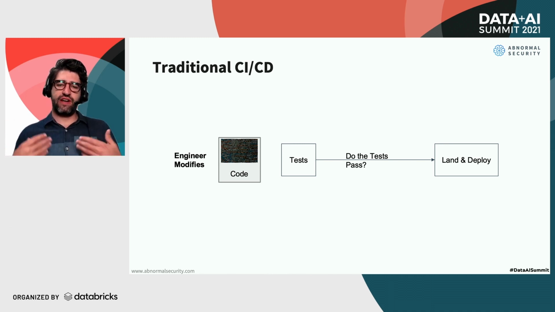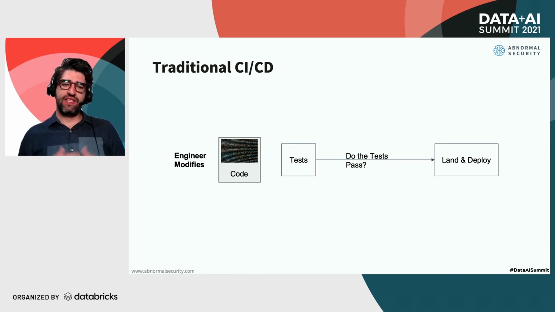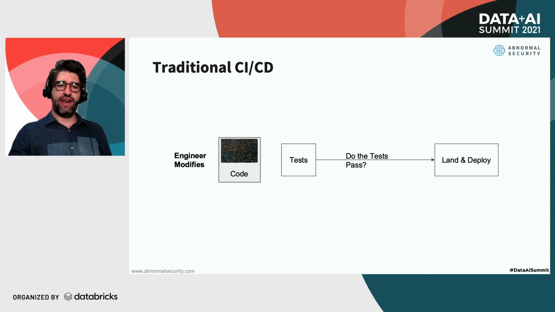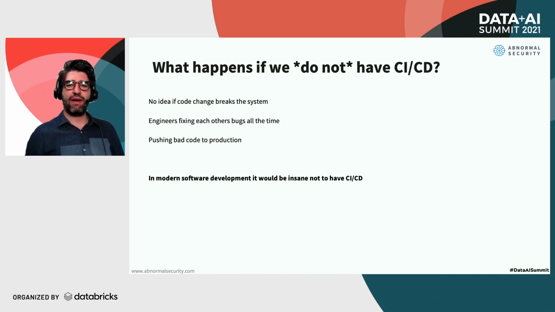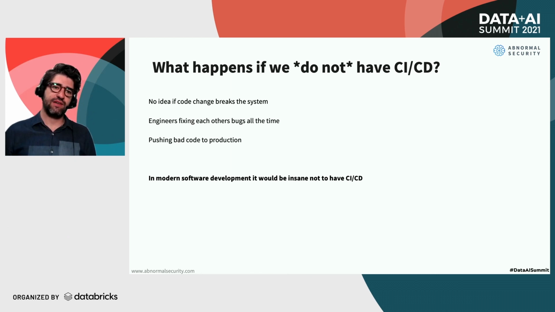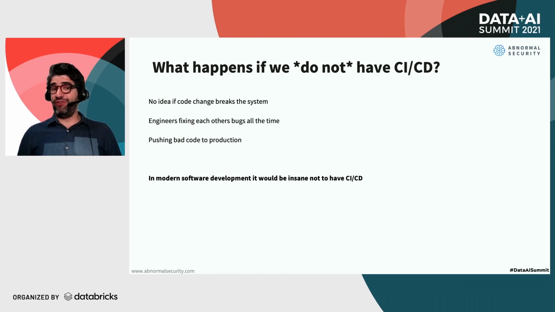So the question I will first ask is, this is something that's pretty much always adopted, but what if you didn't use this at a software organization? What would happen if we did not have a CI/CD system? Well, we'd have no idea if a code change submitted would break the system, right? There'd be nothing making sure that would not happen.